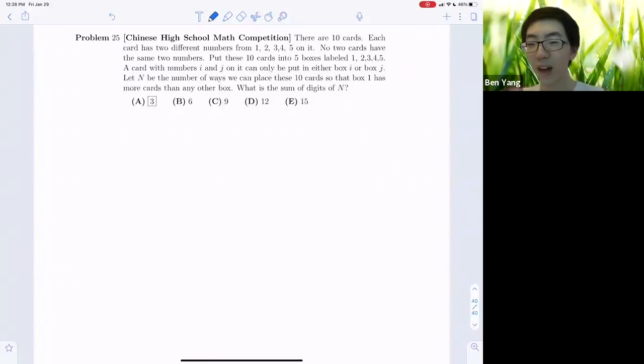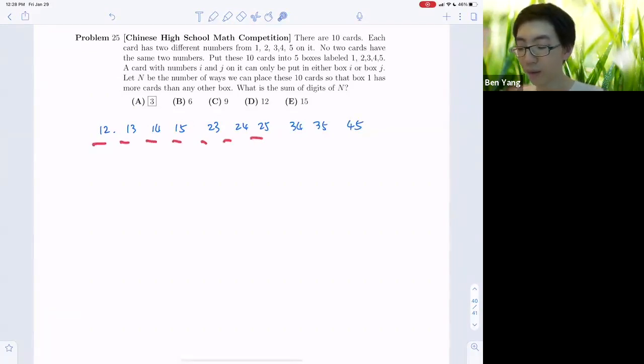Okay, problem 25. So this is a counting question. There are 10 cards. Each card has 2 different numbers from 1, 2, 3, 4, 5 on it. So let's say that the 10 cards are 1,2; 1,3; 1,4; 1,5; 2,3; 2,4; 2,5; 3,4; 3,5; and 4,5. So each of them is like 1 card. There are 10 cards in total. No 2 cards have the same 2 numbers on it, okay?